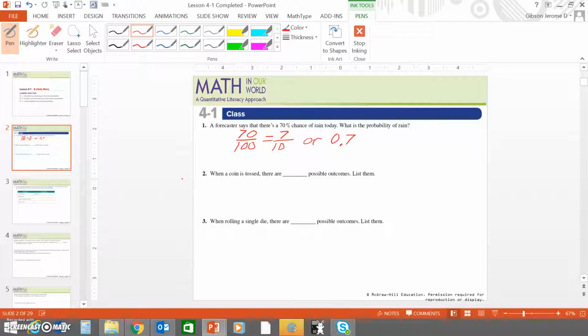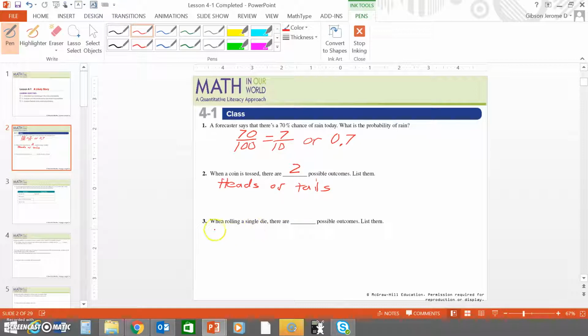So we get to number 2. It says some examples of a trial are flipping a coin once, rolling a single die, and drawing one card from a deck. So number 2, when a coin is tossed, there are blank possible outcomes. List them. Now, when a coin is tossed, there are only 2 possible outcomes. The 2 possible outcomes on a typical coin, and we're talking about U.S. money, would be heads or tails. Those are the 2 possible outcomes.